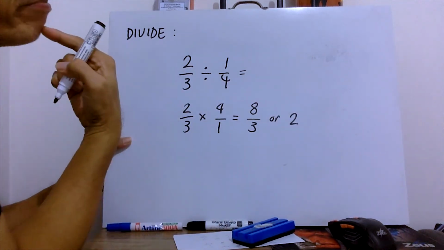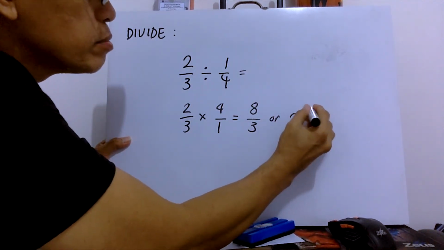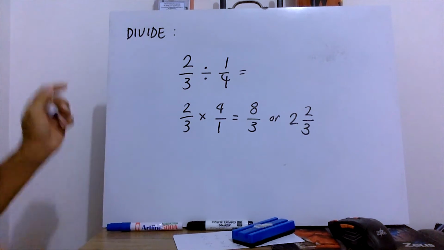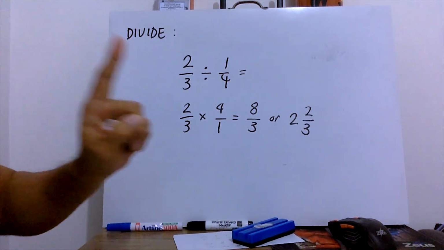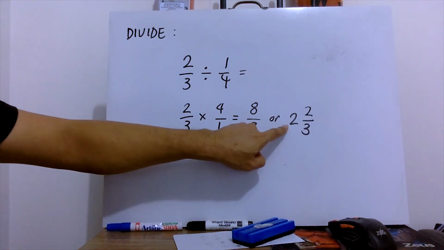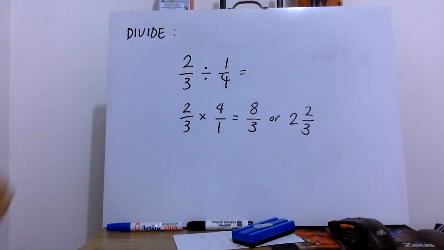2 and 2/3, I think. Let's see. You always have to double check, remember. 3 times 2 is 6, plus 2, that's 8. Okay, so that's 8 over 3. All right.